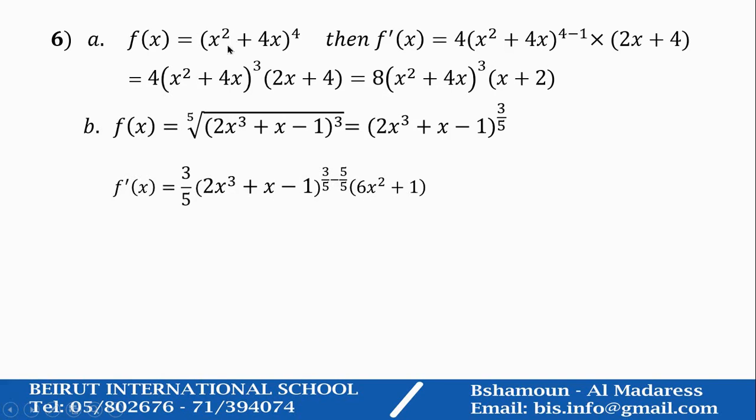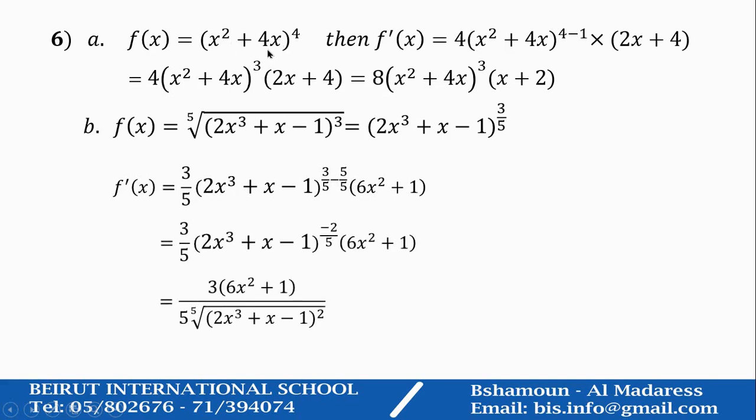Number 6, you have u to the power n. It is n times u to the power n minus 1 times u prime. So f prime of x is 4, which is n, times x squared plus 4x to the power 4 minus 1, times the derivative of x squared plus 4x, which is 2x plus 4. And you simplify.